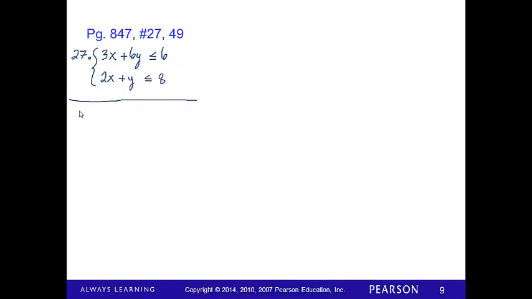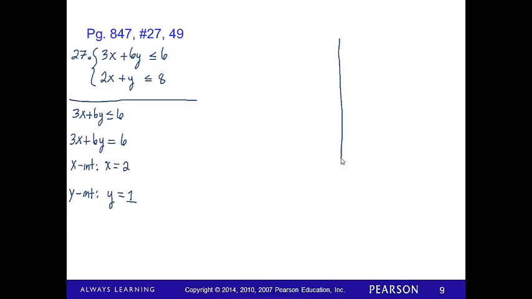So let's start by graphing the first inequality, 3x plus 6y less than or equal to 6. First thing you need to do, change your inequality sign to an equal sign. So 3x plus 6y equals 6. Let's find our x-intercepts, and let's find our y-intercepts. So x-intercept is when y is 0, so this piece disappears, and you should end up with 3x equals 6, means x equals 2. Y-intercept is when x is 0, so that piece is gone, and you should end up with y equals 1.